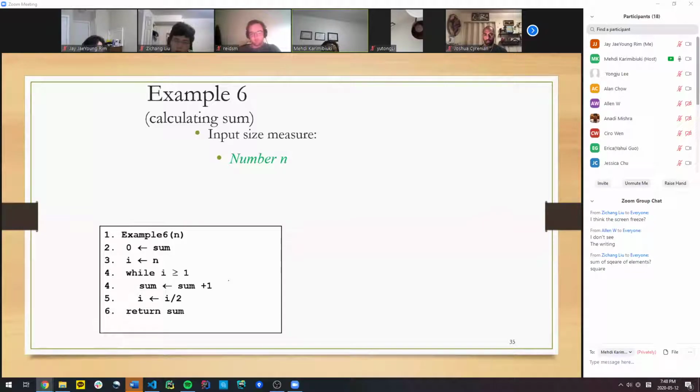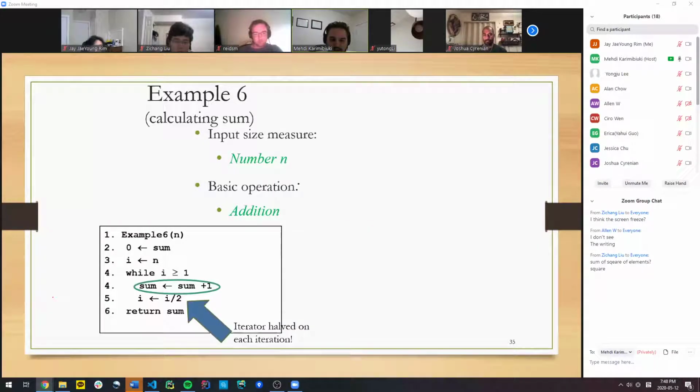So I think we have some examples. Example number 6: input size measure, number n. So we have n inputs. We have a while loop in here. What's the basic operation? Either line 4 or 5. We pick addition, line number 4. And there's a catch, and the catch is the factor I is being divided by 2 in that while loop.